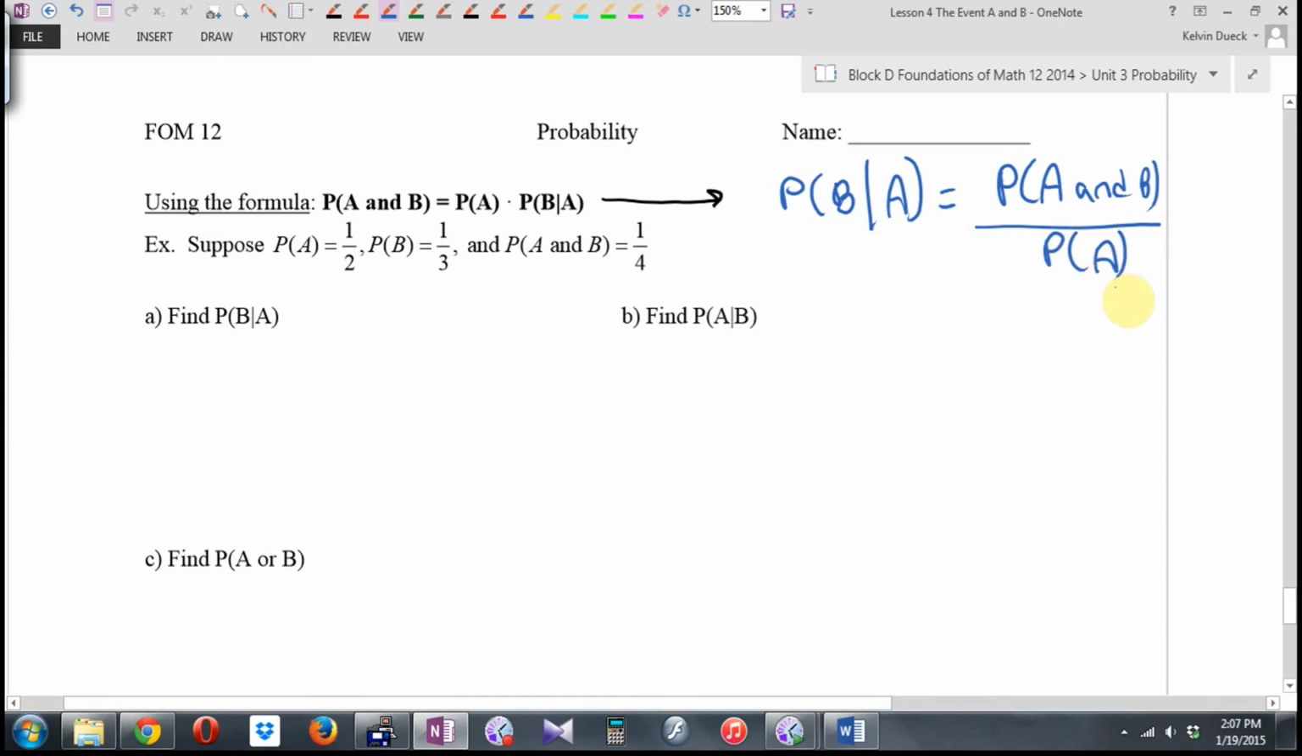Why'd you do that, Mr. Dueck? Well, Dominic, what are they asking me to find in part A? Okay, that vertical line means given. I said they're asking me to find that. Maybe they gave me this thing. Maybe they did? This is where the formula comes in handy.